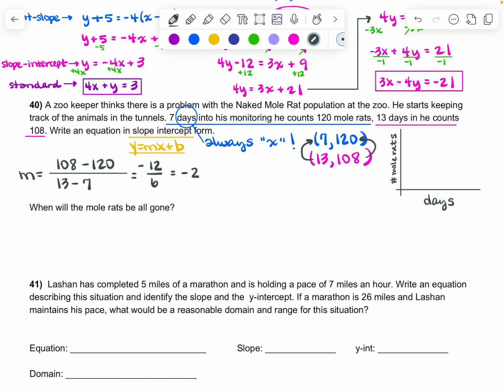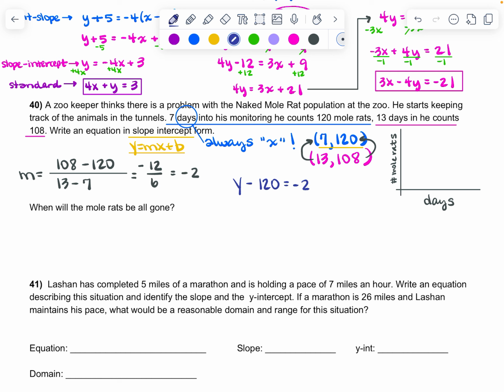All right, so let's see. Now we need it in y equals mx plus b form. Clearly, neither one of these points is the y-intercept, and the y-intercept represents how many starting rats there are. Well, I don't know, right? And so we're going to use point slope form. I'm going to choose the 7, 120 as the point. You can pick the other one. It matters not. So here we go.